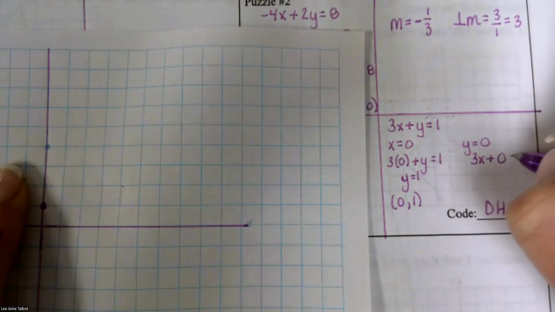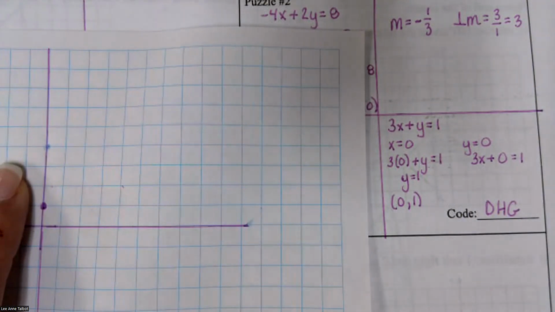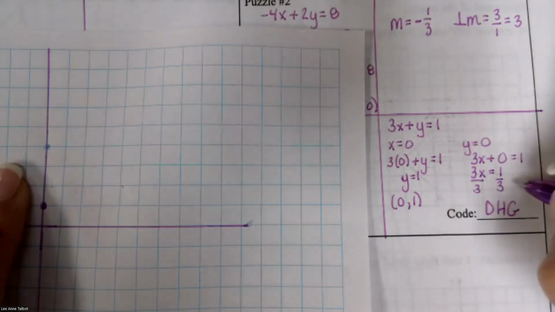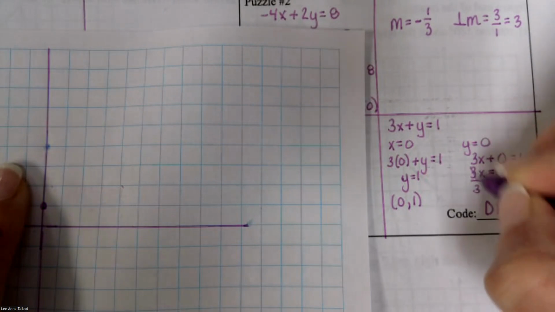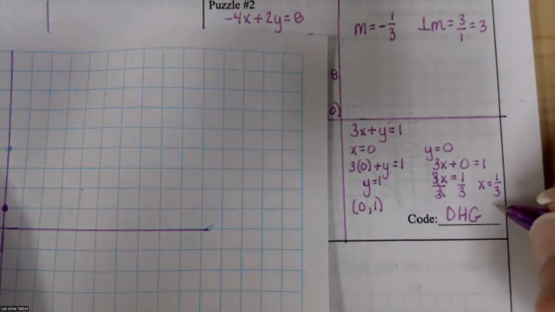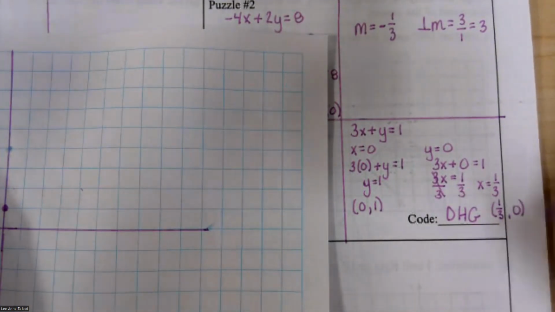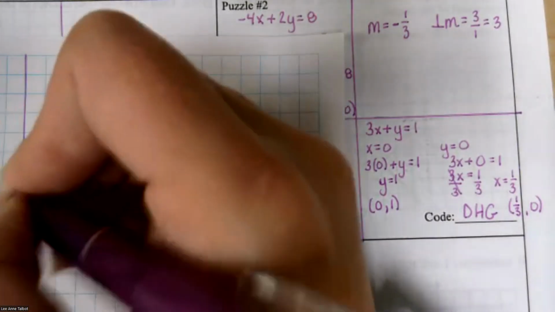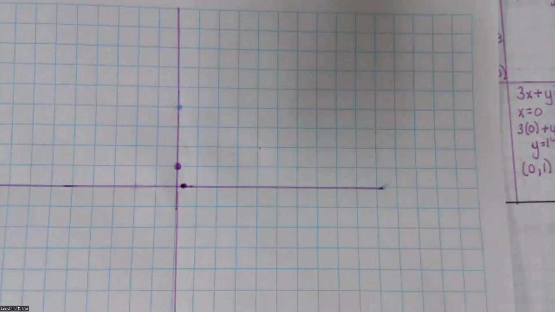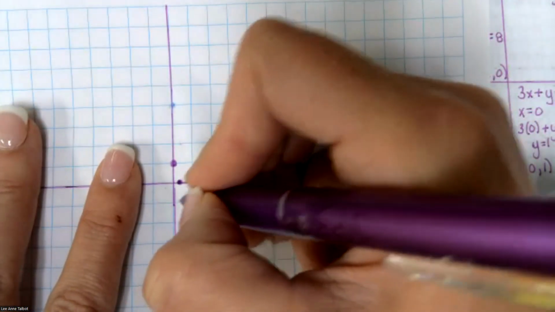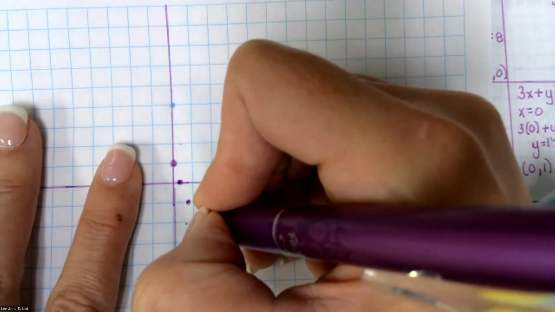3x plus 0 equals 1. 3x equals 1. x equals 1/3. That's really gross. And that's why this problem is spicy. So we need to graph the point 1/3, 0. It's real bad. Now what I want you to do is to make this easier on yourself. I want you to go down 1 over 1/3, down 1 over 1/3.